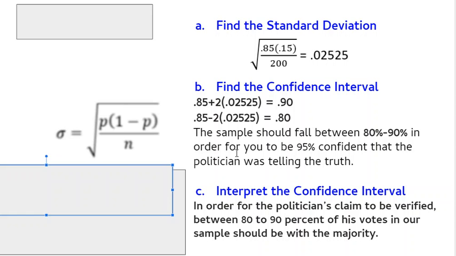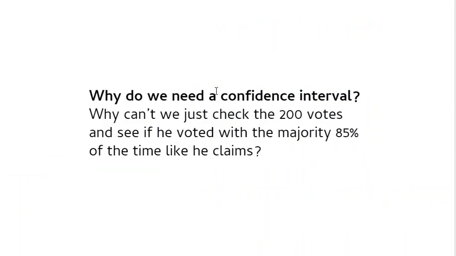Okay. So here's a question that you might ask yourself. Why do we need a confidence interval? Why can't we just check the 200 votes and see if he claimed with the majority 85% of the time? What do you guys think? We did check the votes, right? We checked 200 votes. Would you expect that it would be exactly 85%? Might be.